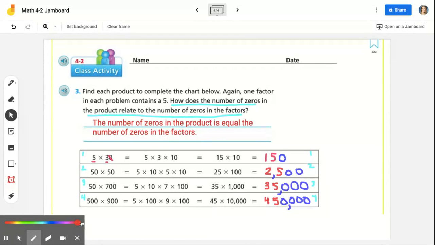And as you do that, let's take some noticing as well. Again, we had factors that all contained 5s, and what we were multiplying them by was the other factors included the numbers 3, 5, 7, and 9. What do you notice about 3, 5, 7, and 9? They are all odd numbers. When we multiply 5 times an odd number, we get an answer that ends in a 5, basically. 15, 25, 35, 45. Great, thanks for following along.